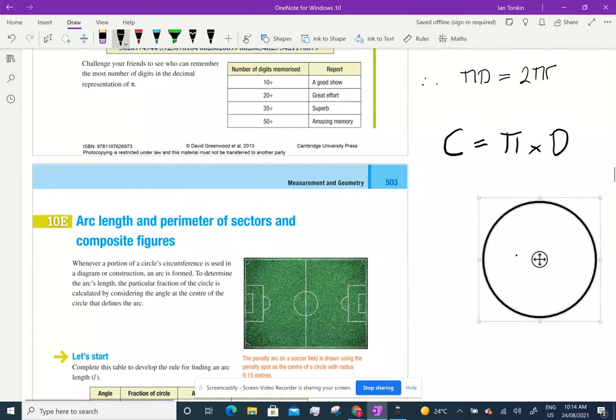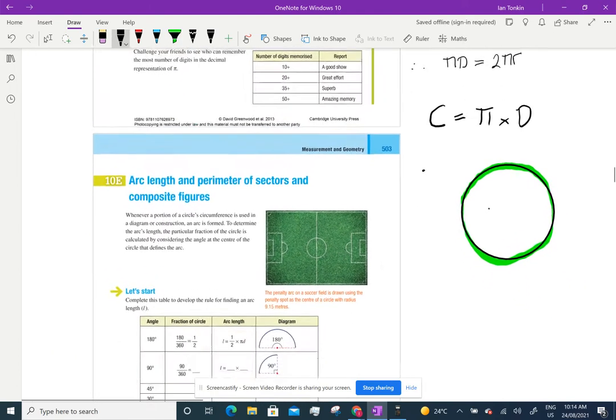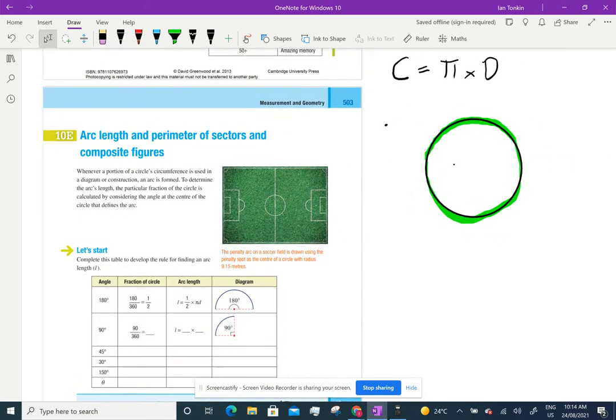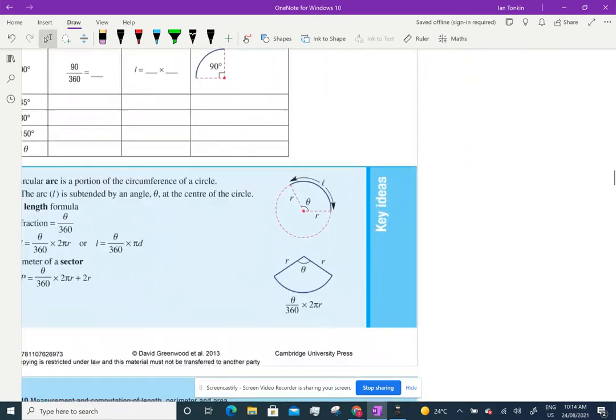And remember, the circumference is just the distance around the outside. So when we say the circumference, we're talking about all the way around there. But sometimes we don't get a whole circle. So this is where we need to develop an understanding of fractions and how to calculate that. So first of all, let's have a look.